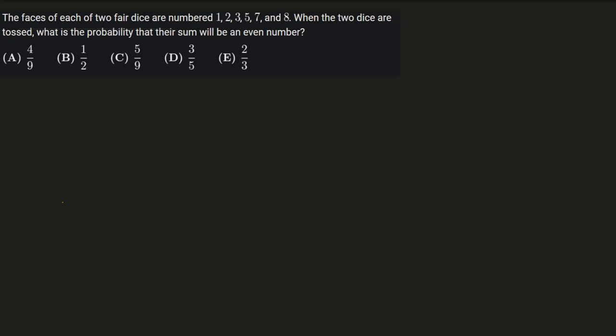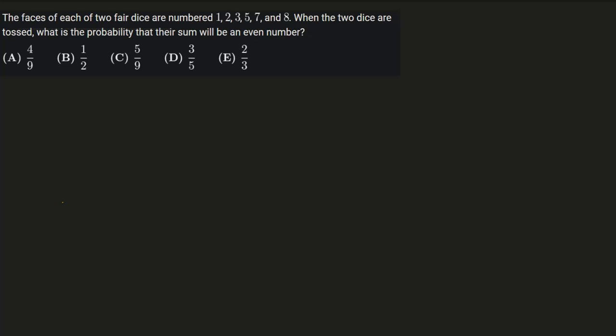Let's look at this problem. The faces of each of the two fair dice are numbered 1, 2, 3, 5, 7, and 8. When the two dice are tossed, what is the probability that their sum will be an even number?